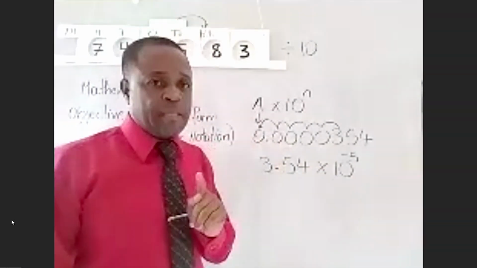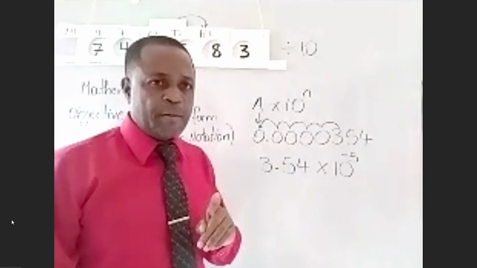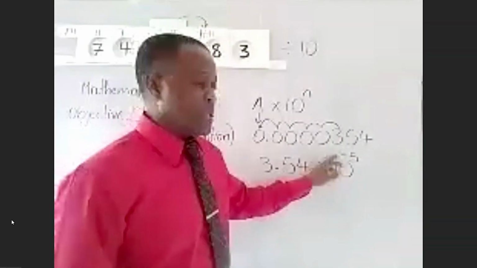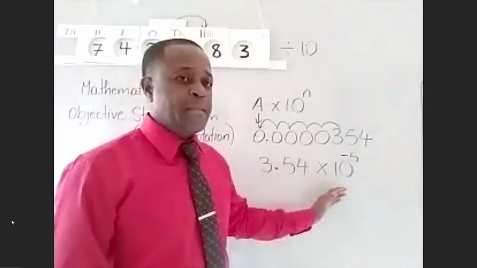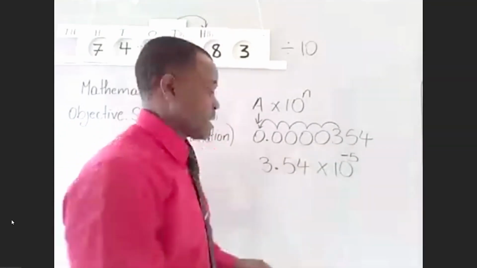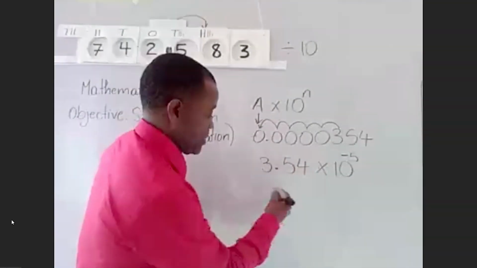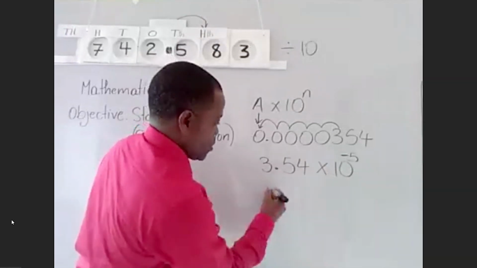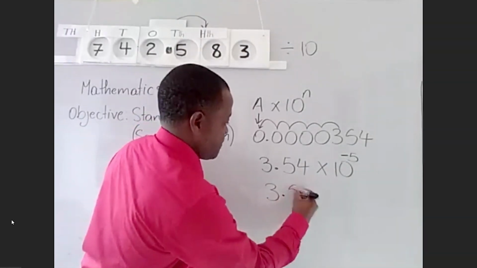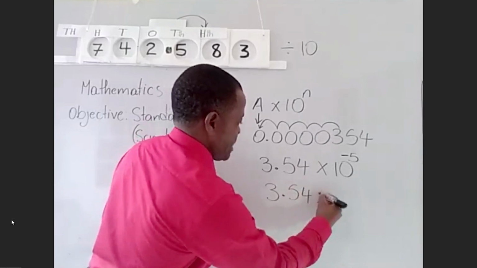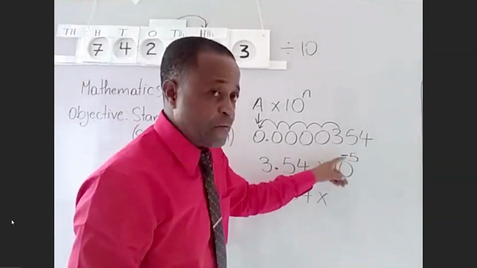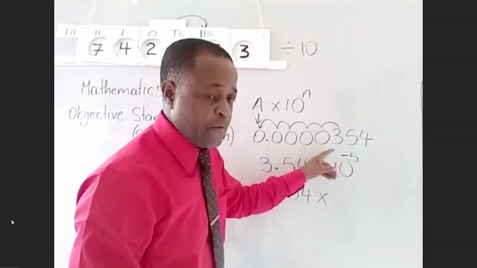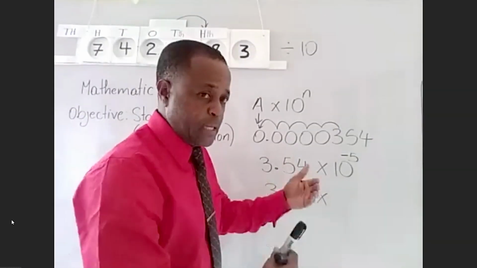Now, from laws of indices, you should remember that 10 to the negative 5 would be the same thing as dividing by 10 to the 5th. I could go a little bit further to explain that this could be 3.54 times 10 to the negative 5. Now, if I want to change the negative index to a positive one, I would now reciprocate.